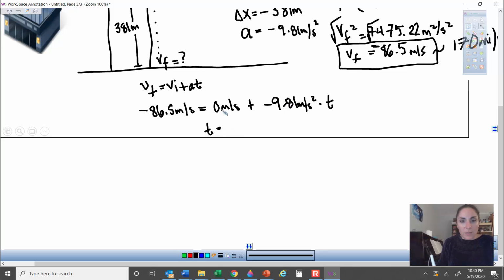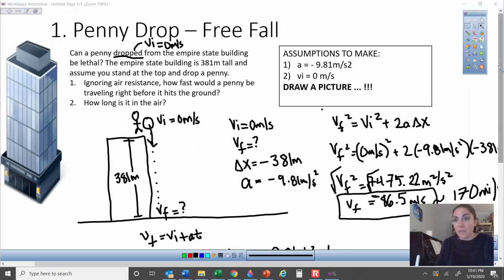I'm going to divide, this is 0, so that goes away. So I'm going to divide both sides by 9.81. The negative is important because it gives us a positive time. I get 8.81 seconds. It's a long falling time. Cool. So that's the time of your penny.